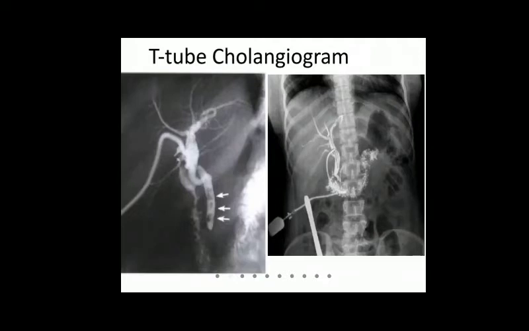So what is the diagnosis? Most commonly it is choledocholithiasis. It is the residual stone. The T-tube insertion was given after cholecystectomy. So it is the post-operative T-tube cholangiogram. So it is called residual stone or retained stone. So it is the retained or residual stone.